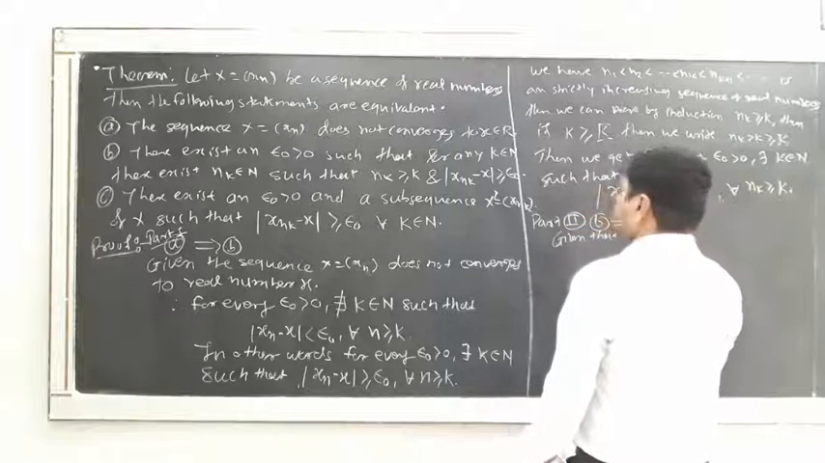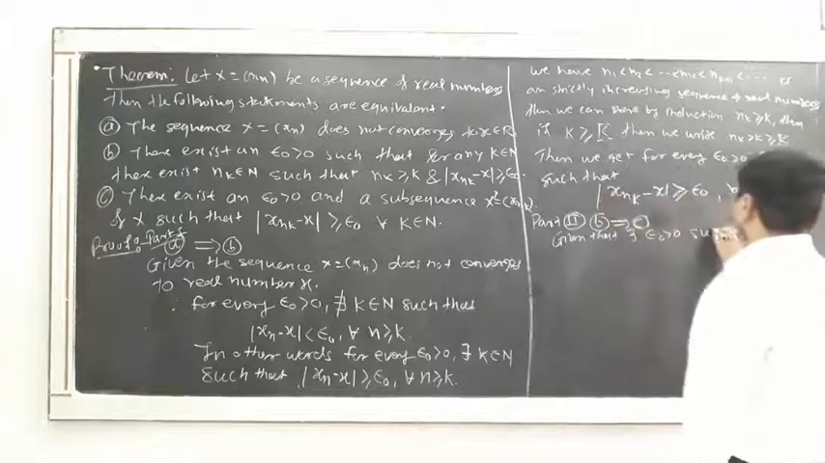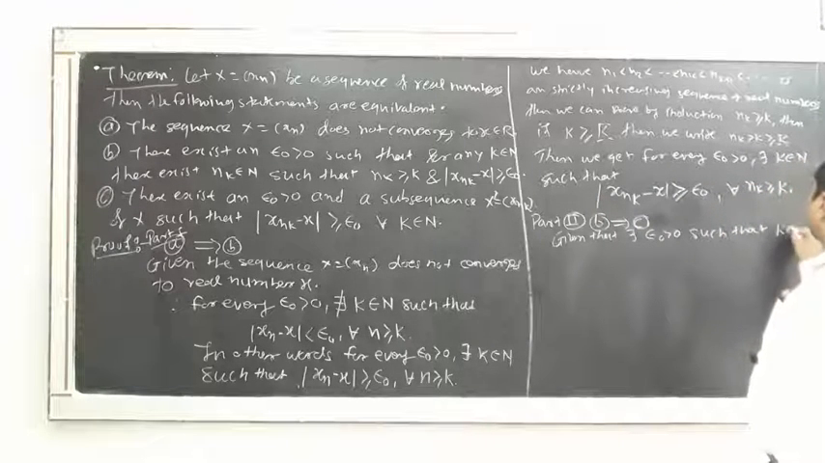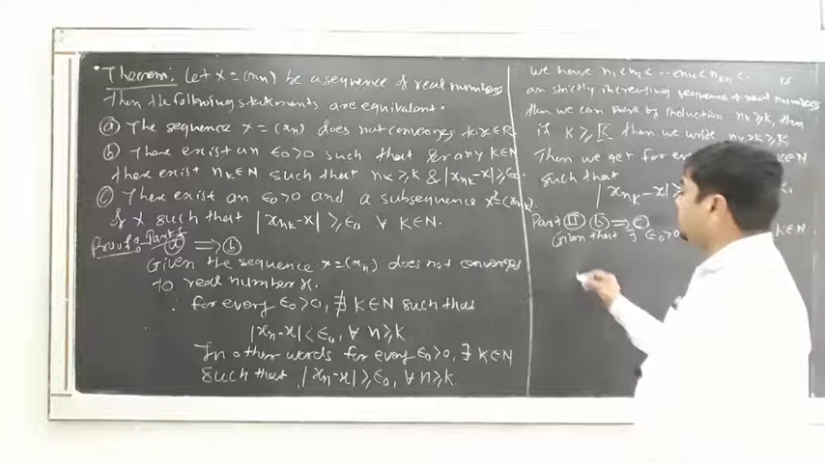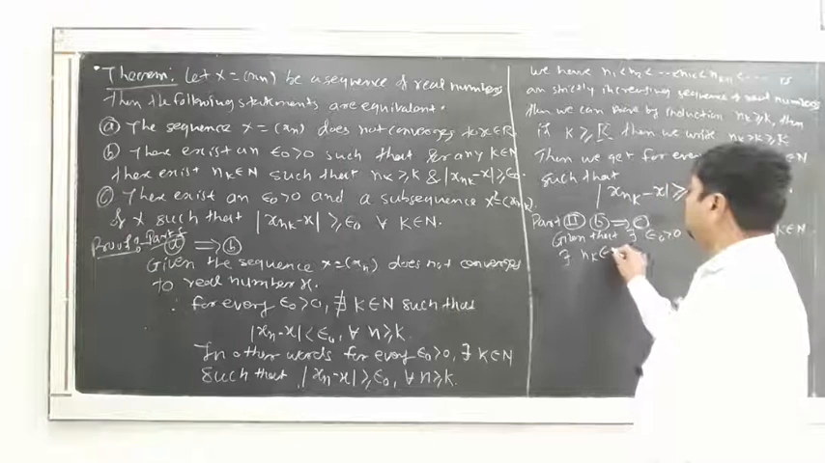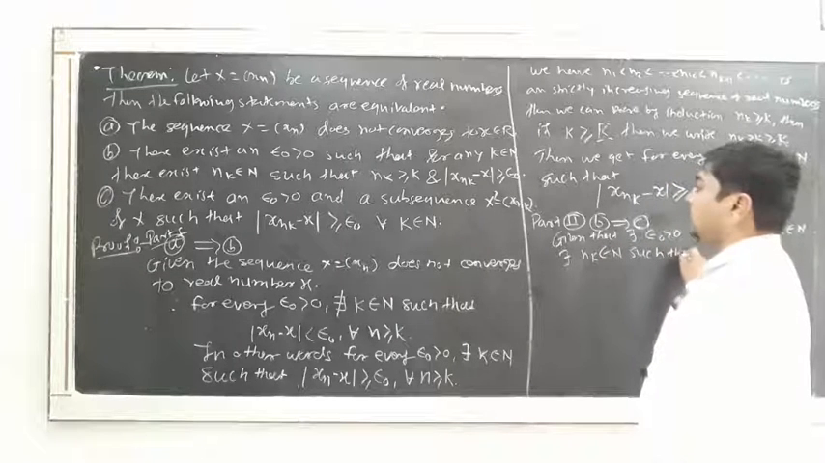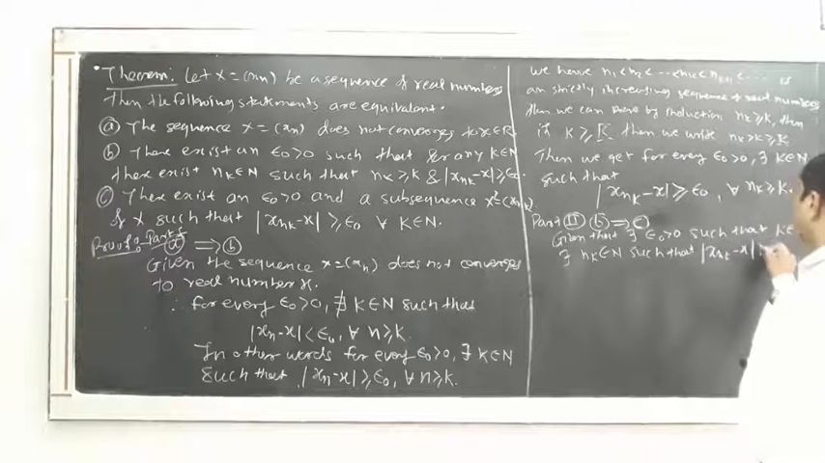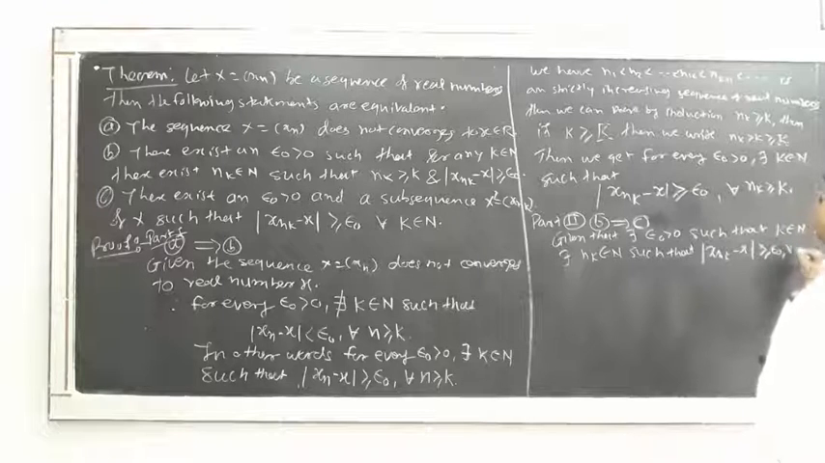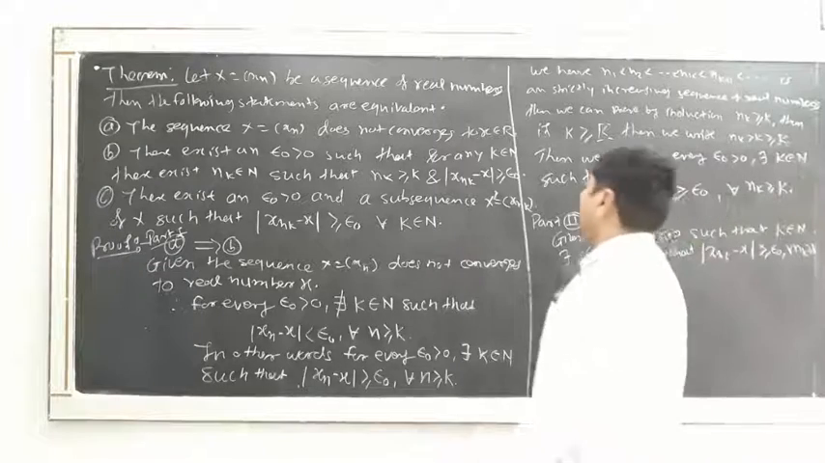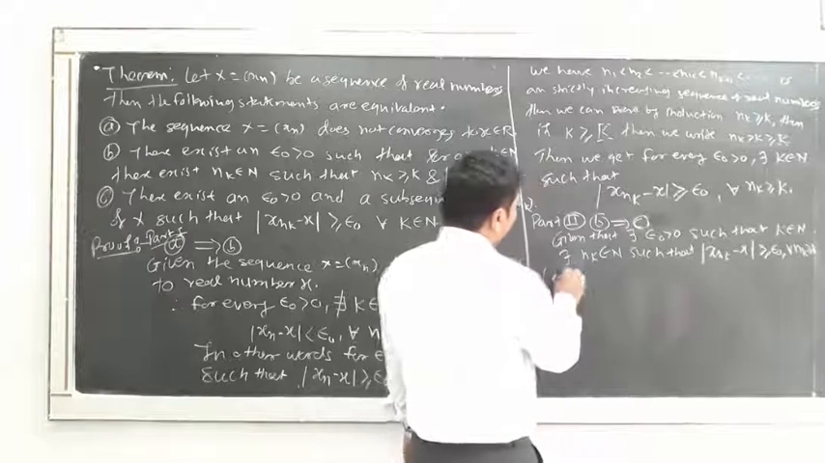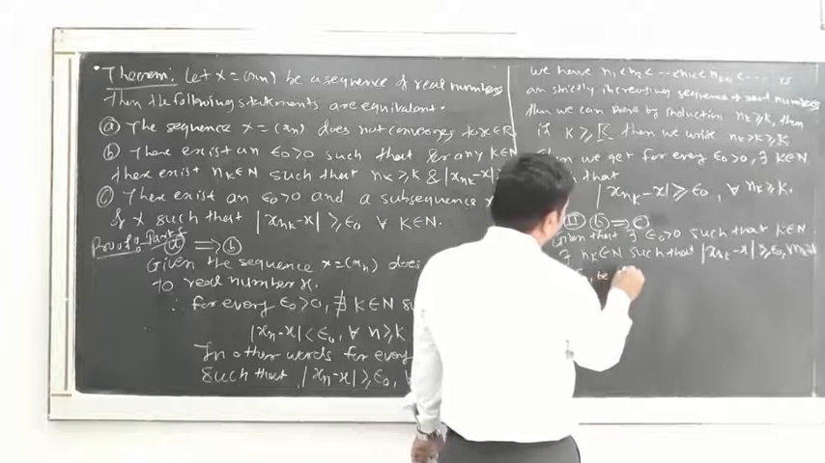there exists epsilon 0 greater than 0 such that for any k belonging to the natural numbers, there exists nk belonging to the natural numbers such that mod of xnk minus x is greater than or equal to epsilon 0 for all nk greater than or equal to k. This is what you have been given. So now what can we write here? Let epsilon 0 be given.